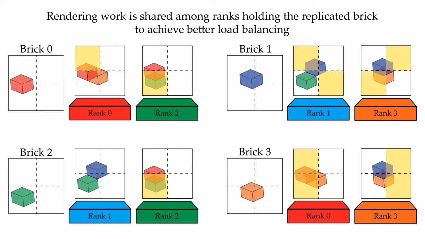On the other hand, brick 2, which only projects to one tile, is only rendered by rank 2. When the rendering workload is not evenly distributed among the bricks, our mixed parallel configuration can provide better load balancing.